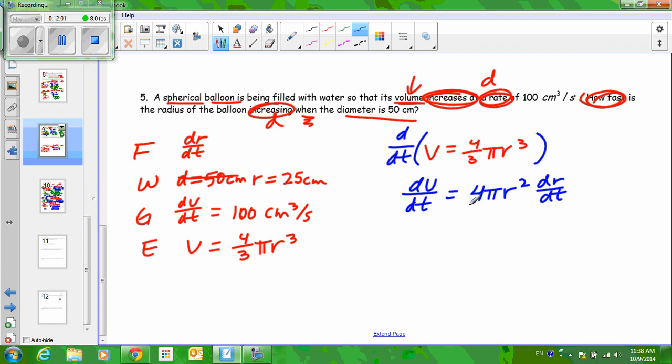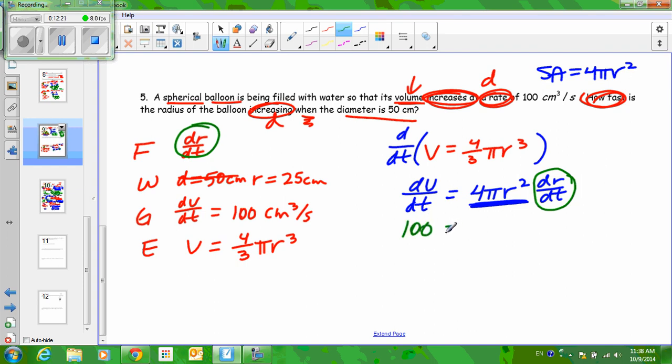Side note, 4 pi r squared is the surface area of a sphere. So if that comes up, the surface area of a sphere is 4 pi r squared. These are formulas that come up in these problems. It's good for you to know them. All right, now back to our problem. I'm trying to find dr over dt. So I got to plug in everything else.